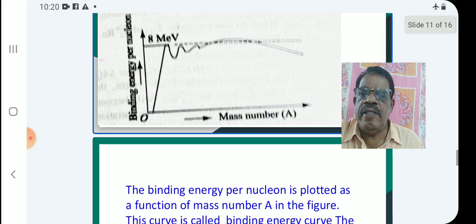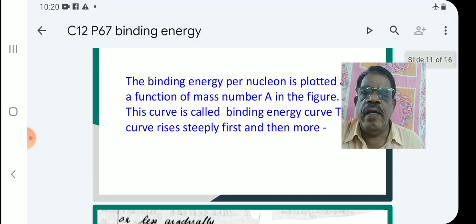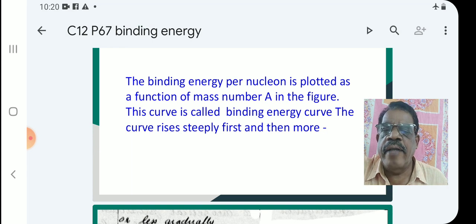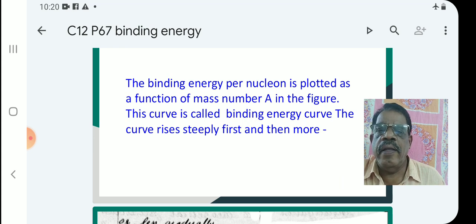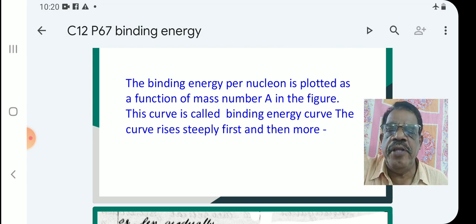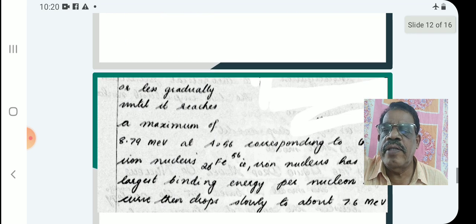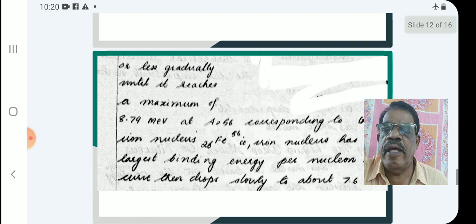So we can see what the binding energy curve is. What does it explain? The binding energy per nucleon is plotted as a function of mass number A in the figure. The curve is called a binding energy curve. The curve rises steeply first and then more or less gradually until it reaches a maximum of 8.79 MeV.